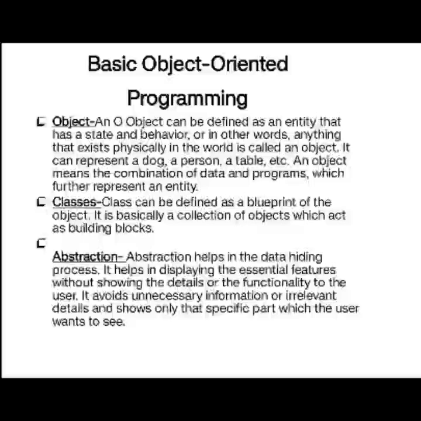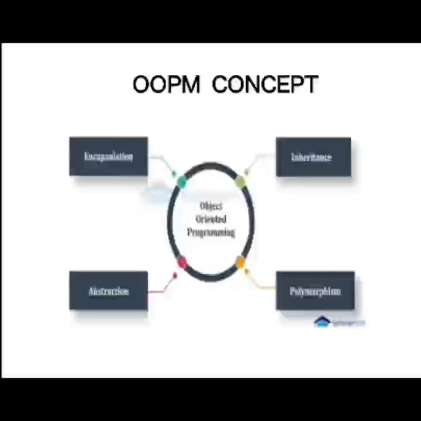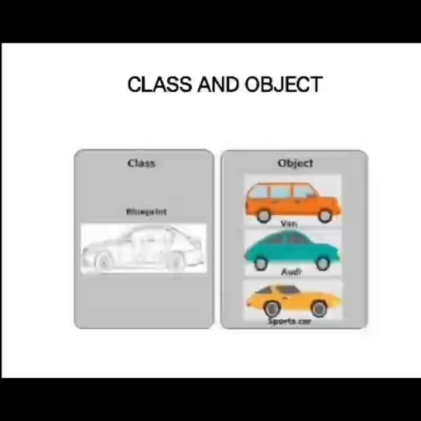Now the abstraction. Abstraction shows only essential information and hides all the unimportant information. It only shows the wanted information, and it hides all unwanted information. Now this is a diagram which shows the OOP concepts. The major concepts are shown in the diagram: encapsulation, inheritance, polymorphism, and abstraction. Now this is a diagram of class and object. If the class is car, then its objects are here.